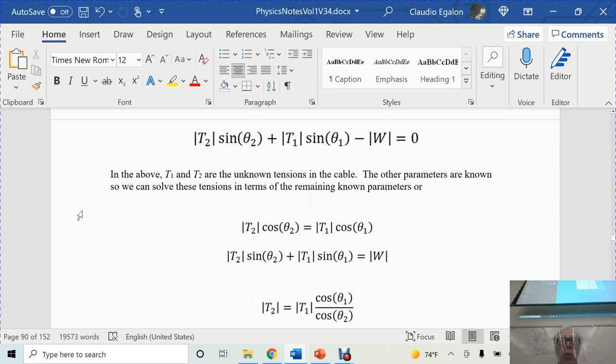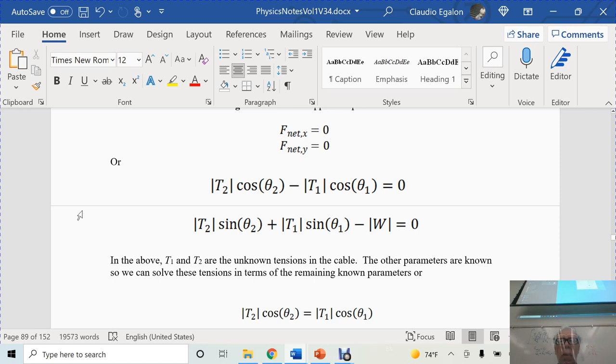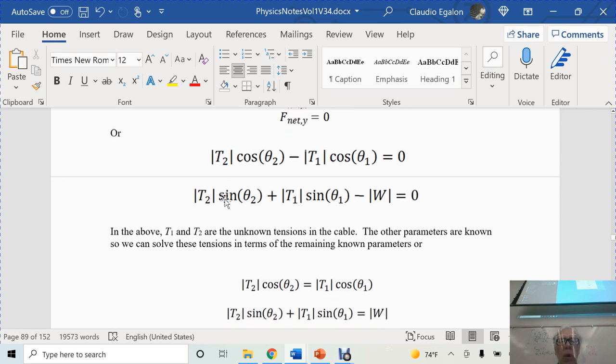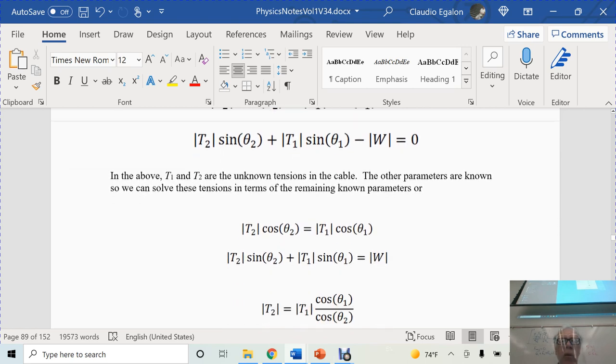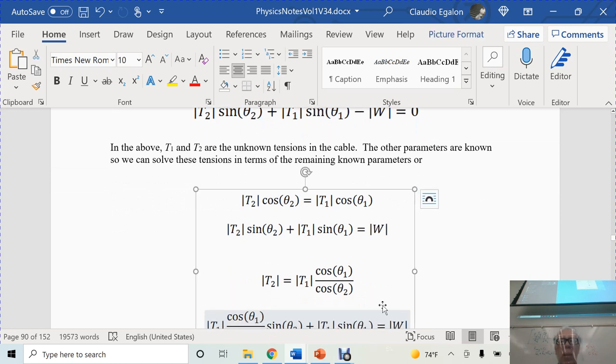Here you go. Now we're going to go about solving this problem. The easiest way to solve this problem is by using this equation here. We have only two terms. So let's use that, and let's solve for T2 in terms of T1. Every time that we solve for one unknown in terms of the other one, we are eliminating the first unknown. That's what you're doing. So here you go, T2. I'm also passing the W to the other side. Here you go. Now, T2 in terms of T1.